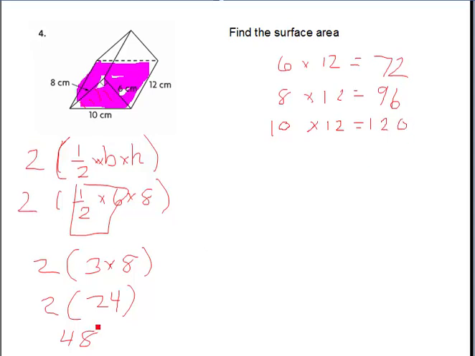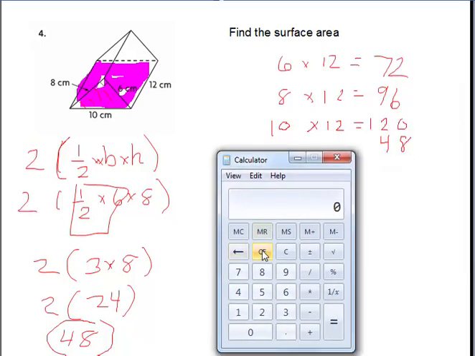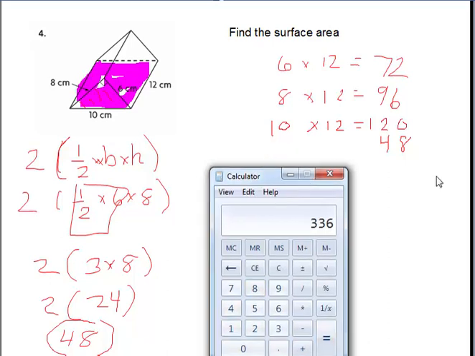Alright, so now remember we have to add up. The two triangles were 48. So I'm just going to rewrite that here for the two triangles. And the rectangular sides were 72, 96, and 120. So one of the things that we could do if you're lucky enough to have a calculator, let's add up all the sides using the calculator. So we had 72 plus 96 plus 120 plus 48 equals. So that means that the surface area of the entire figure should be 336 square centimeters.